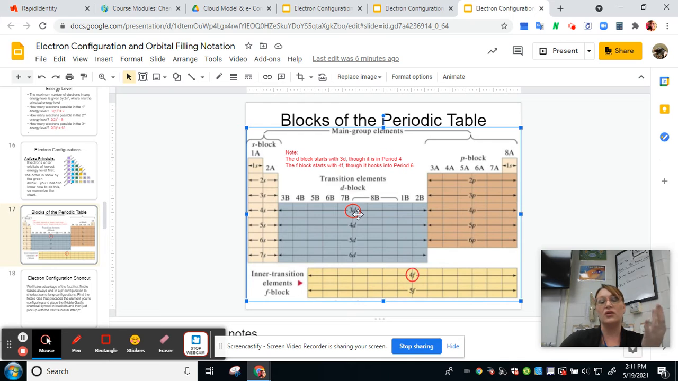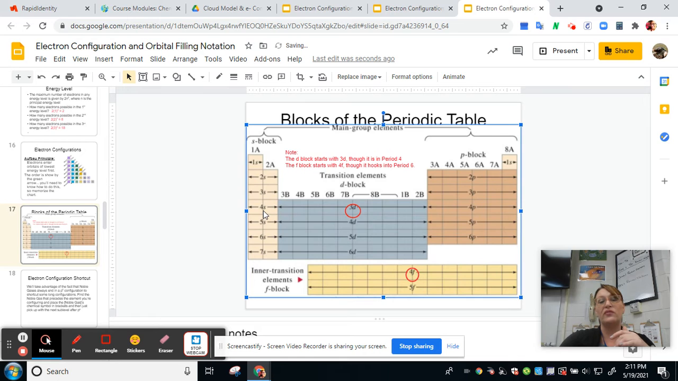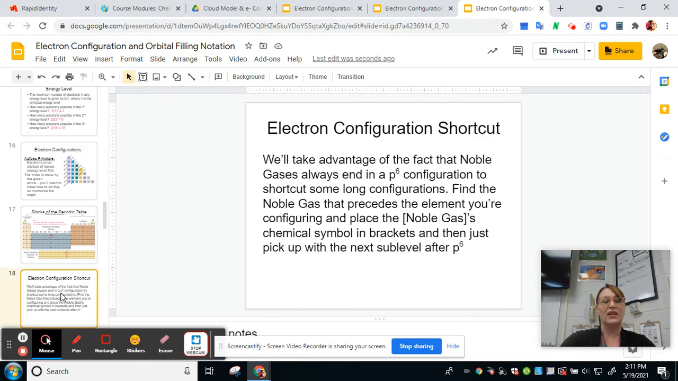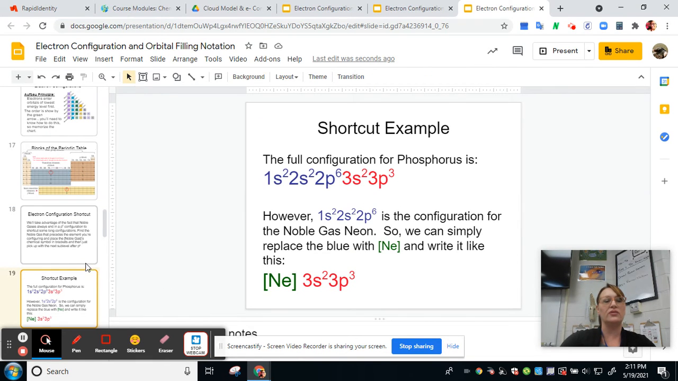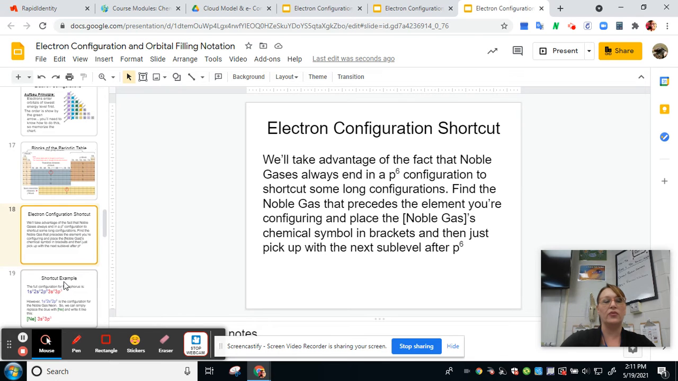Let's say I wanted to do the shortcut notation for zinc. Zinc is right here, the very last element in the 3d row. I could just use argon in brackets as a shortcut, and then write whatever comes in the row before it, which would be 4s2, two electrons possible. And then 3d, and since zinc is the 10th element in the 3d row, I would put a 10 superscript on the d. Pretty cool. So that's a little shortcut notation, and I'll do an example for you guys.